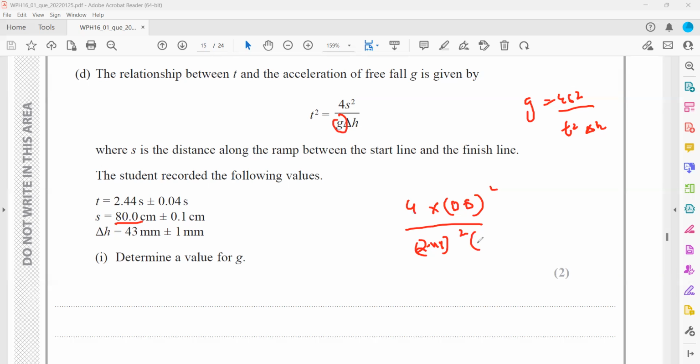In times the change in the height, delta H, 43 millimeter, or 43 times 10 to the power minus 3. Then we'll simplify to get the value for g. So unit conversion is again important. That's why it's worth 2 marks. 1 mark is for the unit conversion. So we get approximately 10. Acceleration due to gravity, 10 meter per second square.